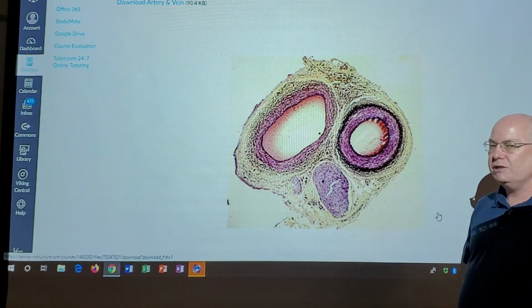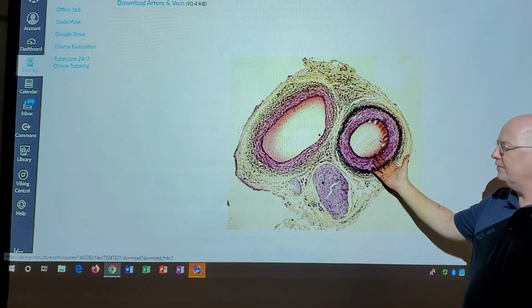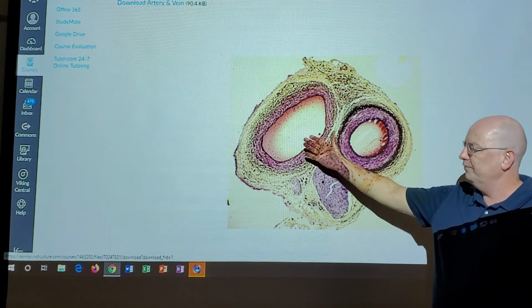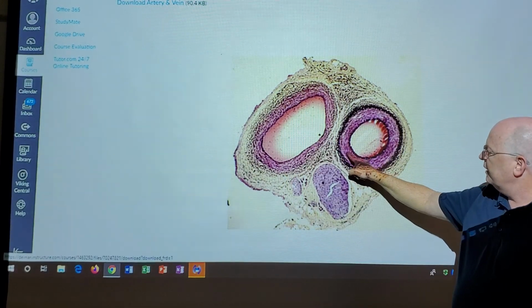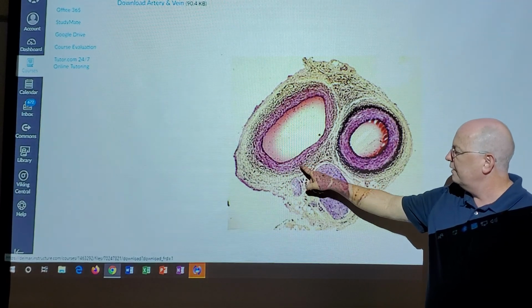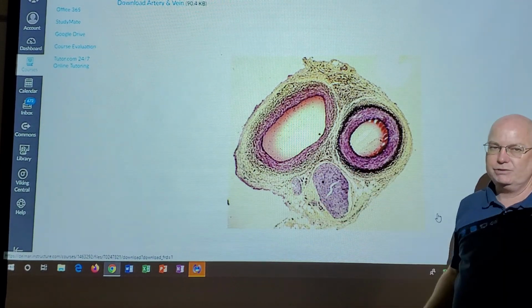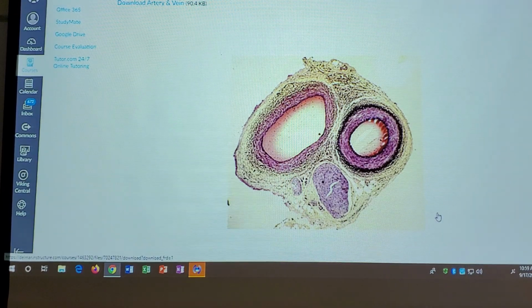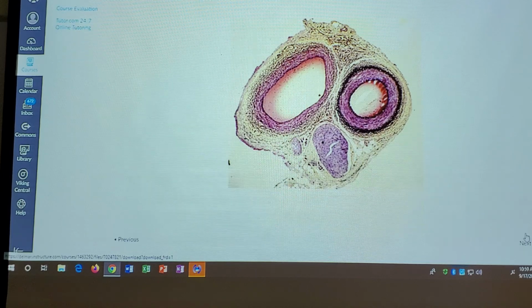So we can ask questions like this. Please identify the vessel at the pointer, or ID the vessel at the pointer. Artery, vein. ID the layer, or ID the outer layer or something. So now, I hope that helps you understand the slides for the artery and vein and the blood cells.